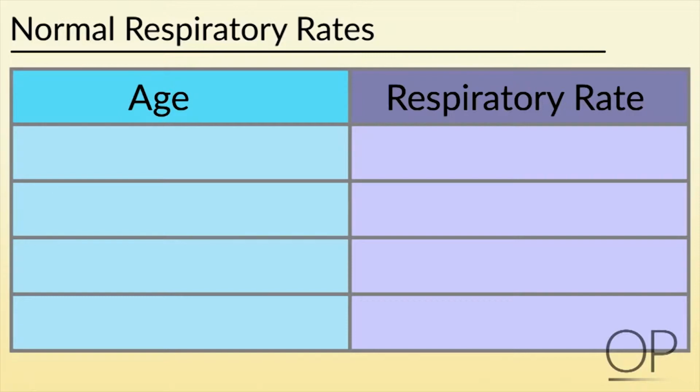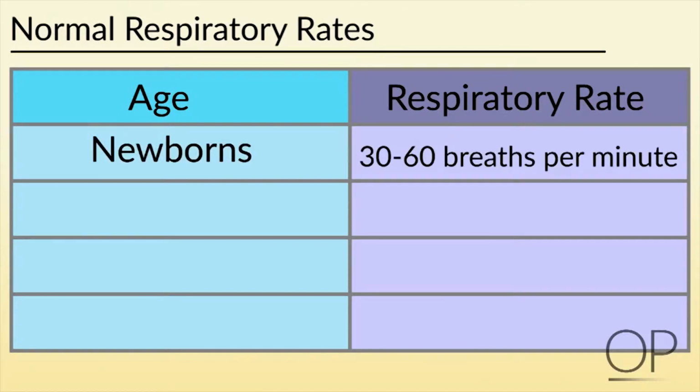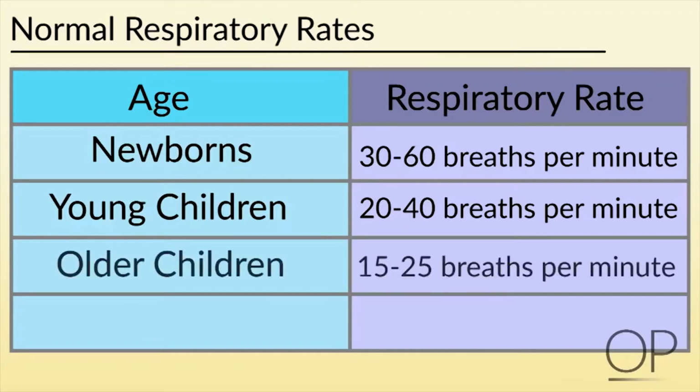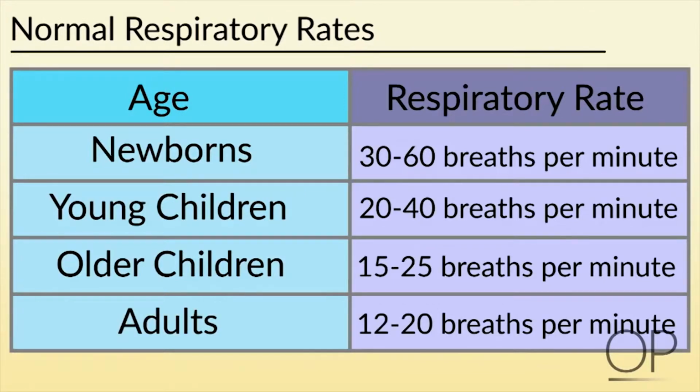The normal rates for patients should be as follows. In newborns, you can expect the baby to breathe between 30 and 60 breaths a minute. For young children, it should be about 20 to 40 breaths per minute. In an older child, anything from 15 to 25 breaths per minute is acceptable. In the adult patient, 12 to 20 breaths should be expected.